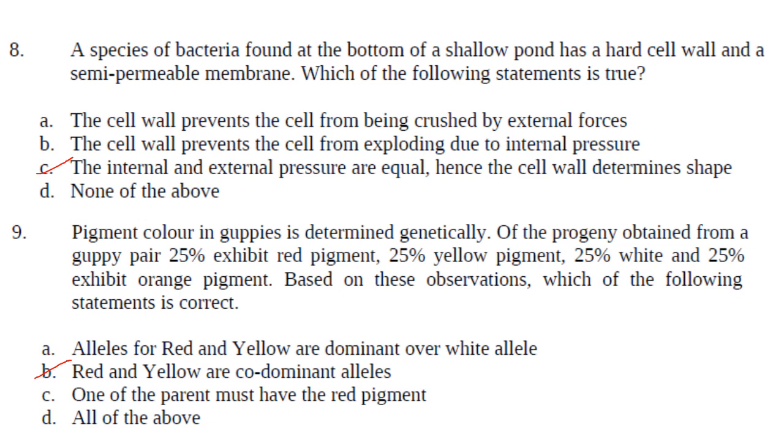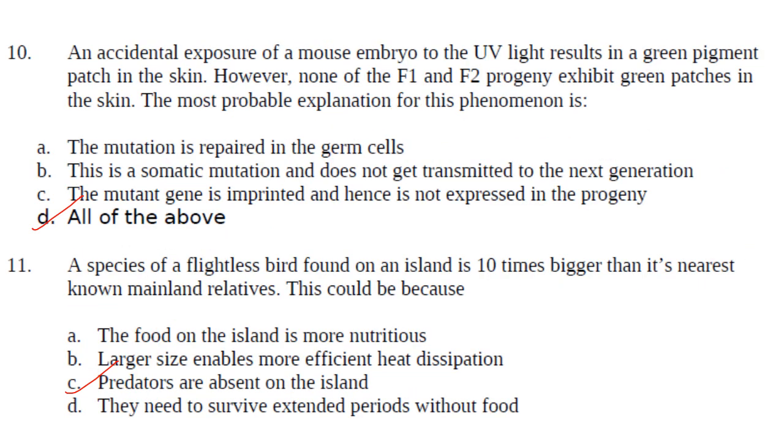So they must be codominant alleles because they are equally expressed colors. So red and yellow are codominant alleles. Answer is option B. The next one.